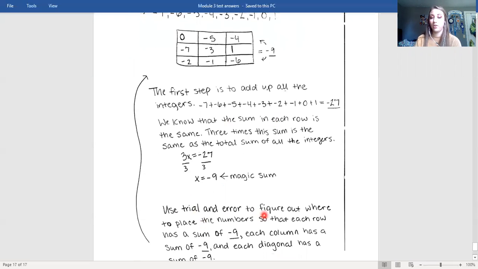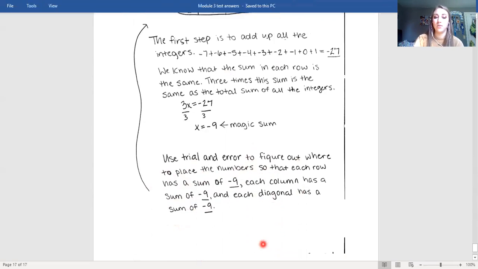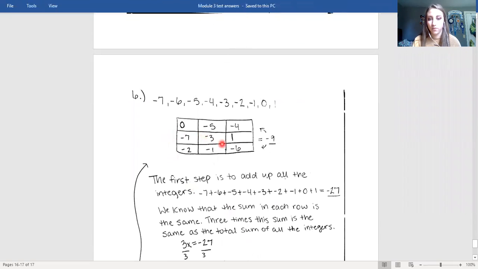After using trial and error to figure out where to place the numbers, like just guessing and adding them up to see what they come out to, we know that the sum of each row has to equal -9, each column has to equal -9, and each diagonal has to equal -9. So like 0 plus -3 plus -6 equals -9. -4, -3, -2 equals -9. This way equals -9, and so on in each direction. And the correct answer is 0, -5, -4, -7, -3, 1, -2, -1, -6. And that's how we find it.